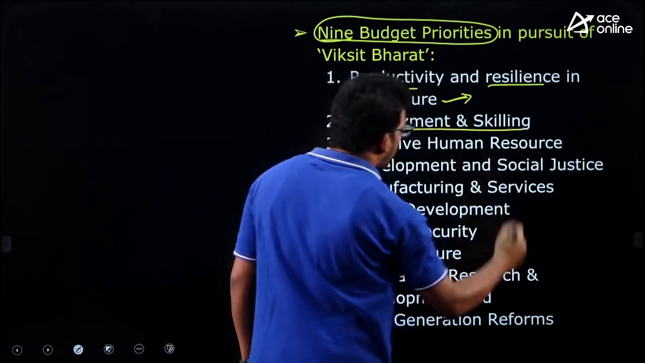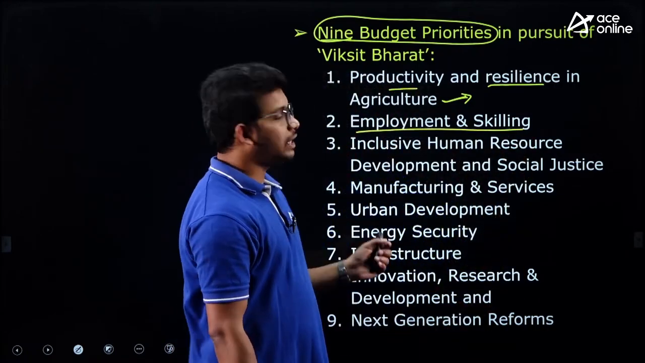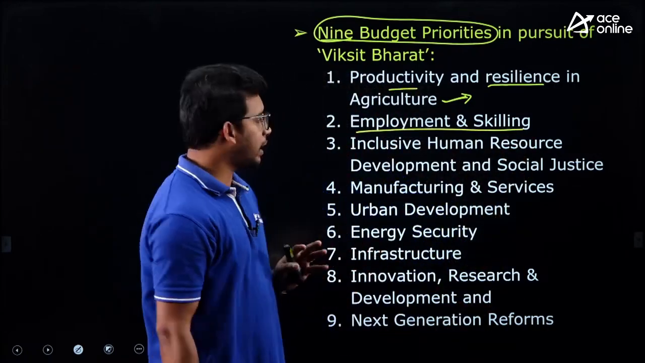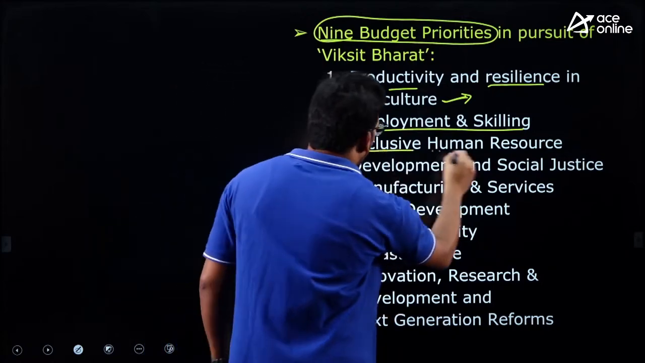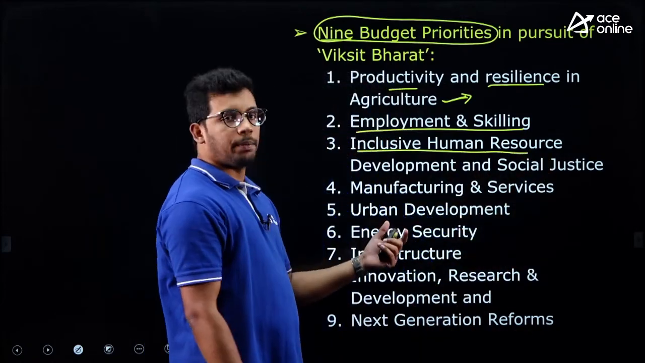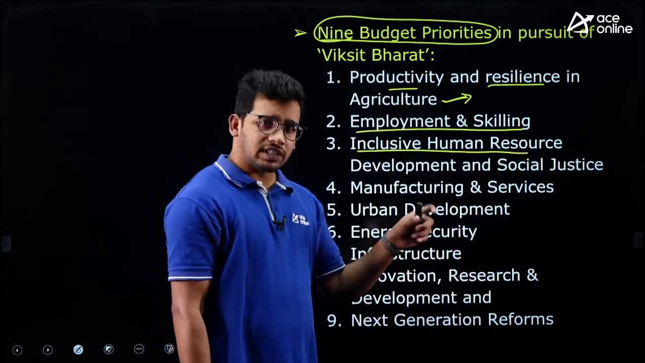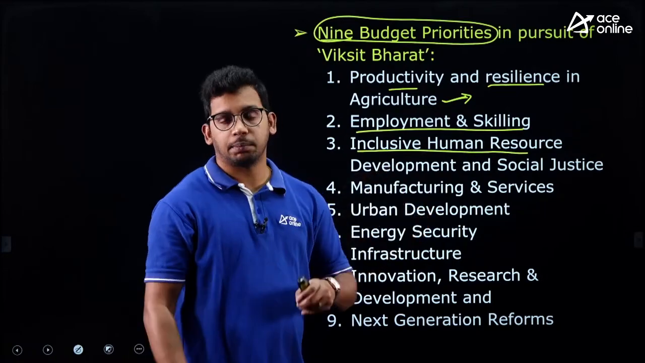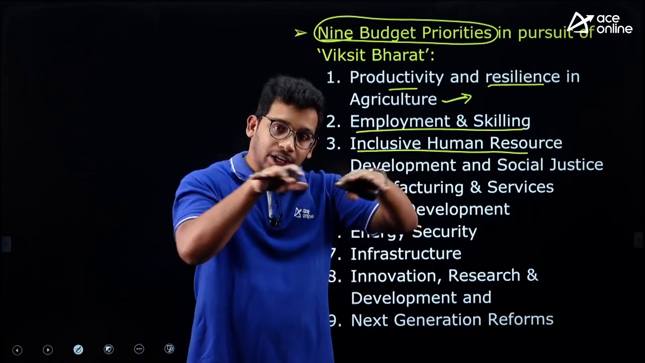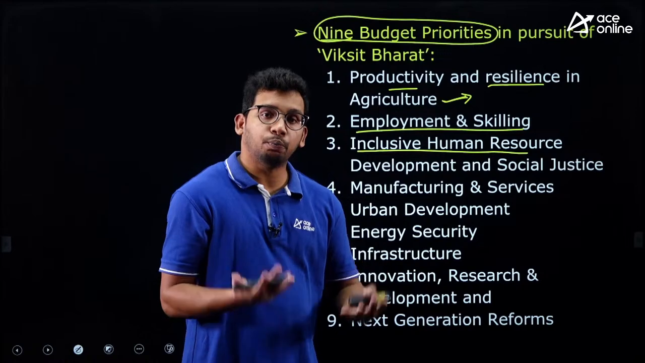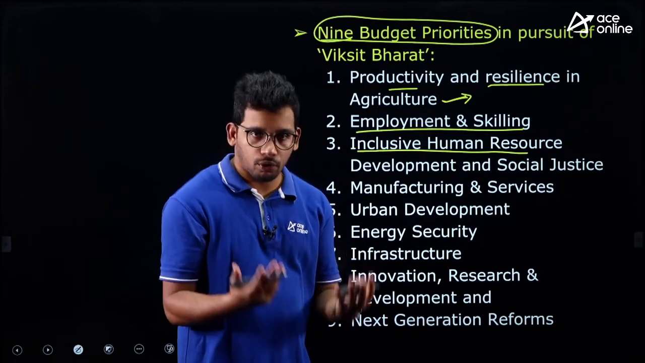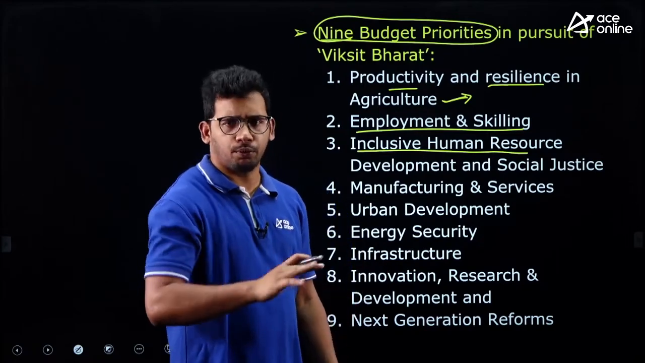Next one, employment and skilling is the second priority of the government of India under this budget. Next one, inclusive human resources development and social justice. So this is a little bit of a socio-economic thing. That means all the people have to develop equally. They are aiming to push up the lower class people, low strata people, right, who are poor and all.